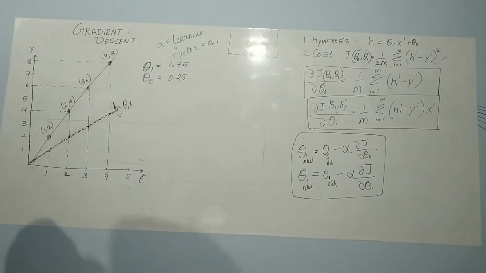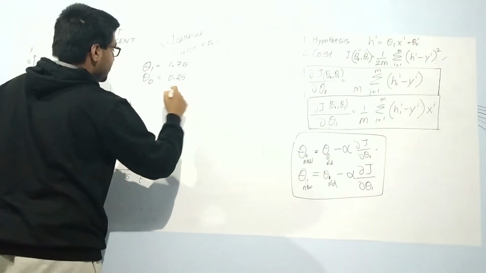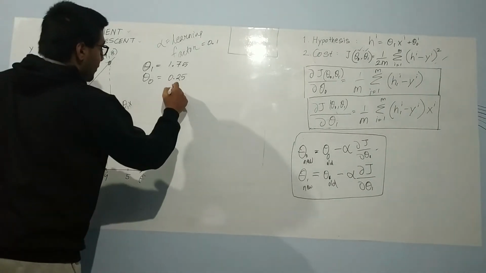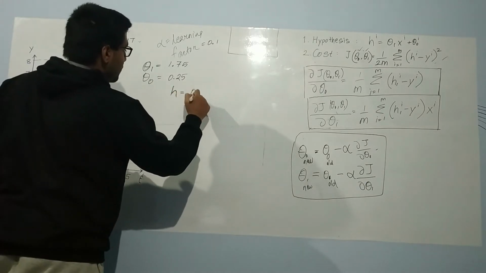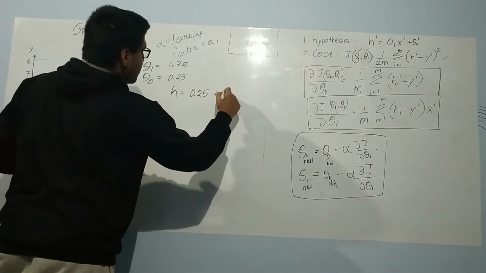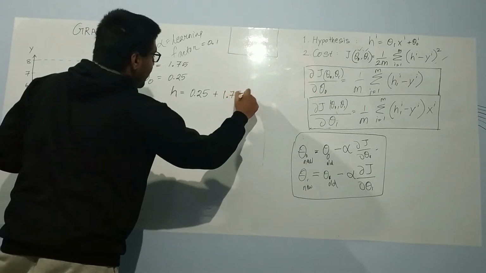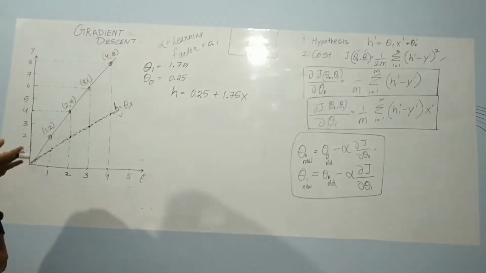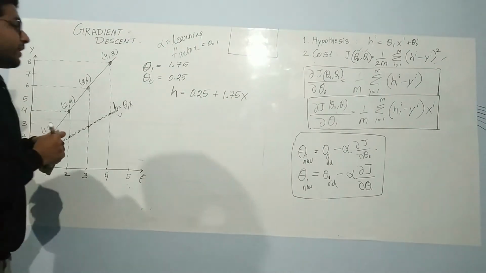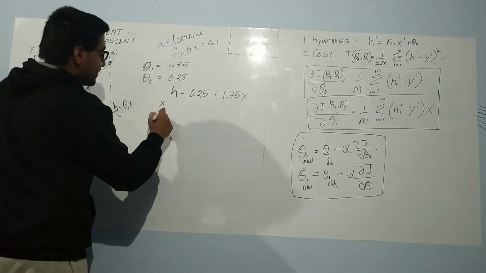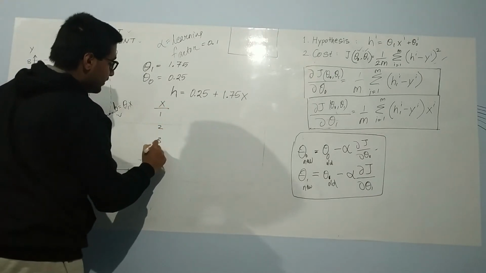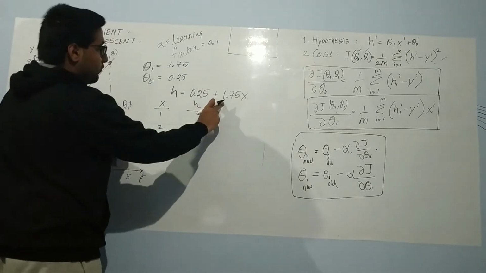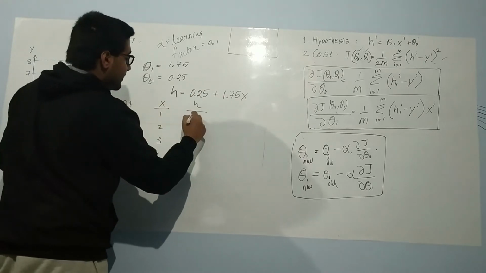Let's write down our hypothesis now. Our hypothesis H equals 0.25 plus 1.75x. Let's find out the new predicted values for given x equals 1, 2, 3 and 4. Similarly, h equals 1.75 plus 0.25, that's 2.